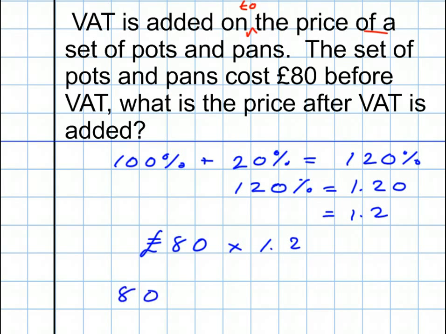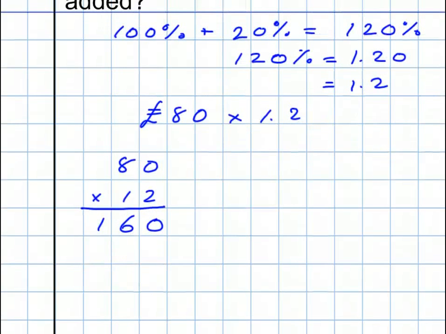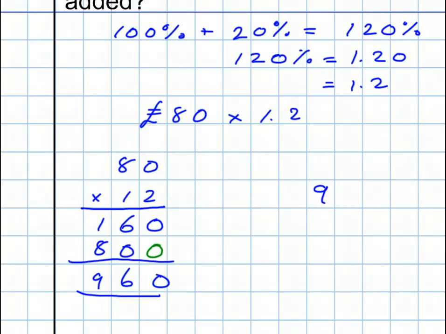So let's do the whole number multiplication. 80 times 12. 2 times 0 is 0, 2 times 8 is 16, put 6 there, would carry the 1, but it goes in because there's nothing else to be added there. Now I'm going to multiply with the 1, but the 1's in the tens column, so I start with 0. 1 times 0 is 0, 1 times 8 is 8. Add up the figures, 6 add 0 is 6, 1 add 8 is 9. So 80 times 12 is 960.